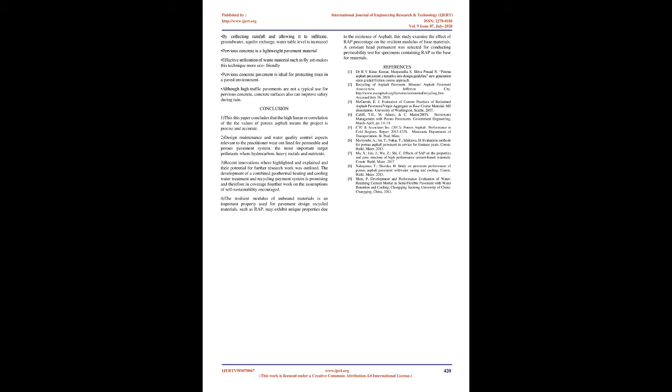4. Development of permeable pavement. Environmental benefits. Reduce the surface runoff of the storm water. Pervious concrete pavement reduces or eliminates runoff, and permits natural treatment of runoff water. By collecting rainfall and allowing it to infiltrate groundwater, aquifer recharge, the water table level is increased.